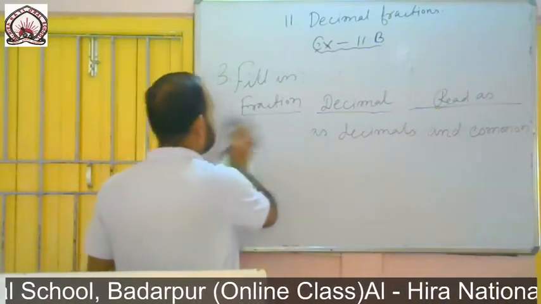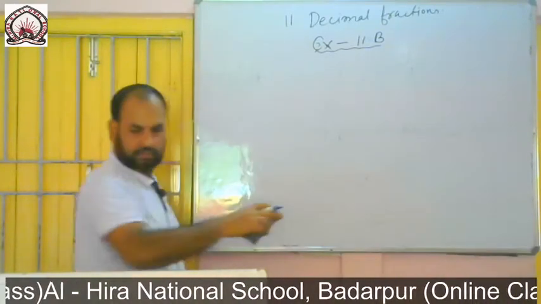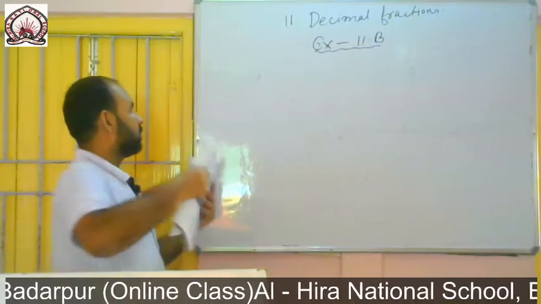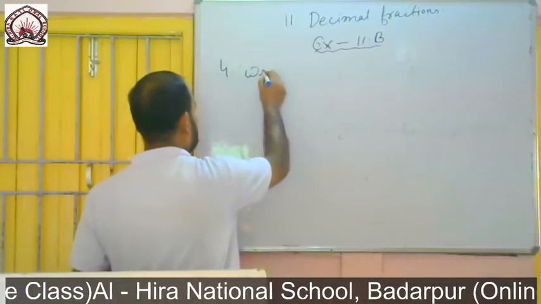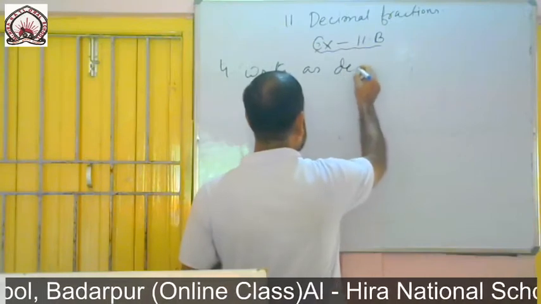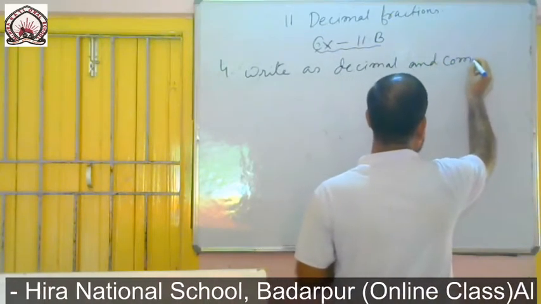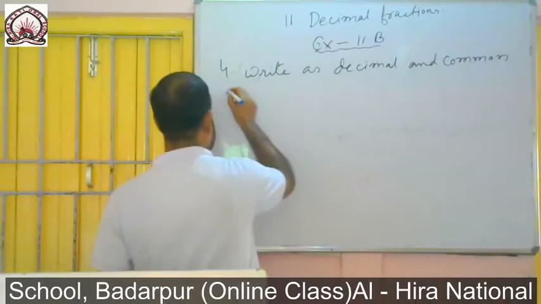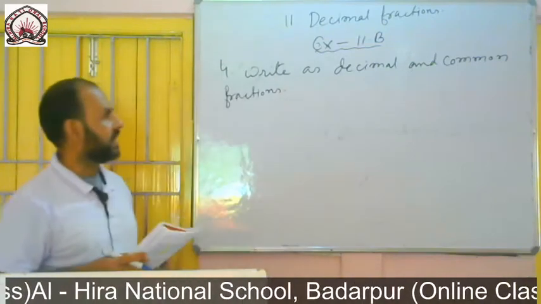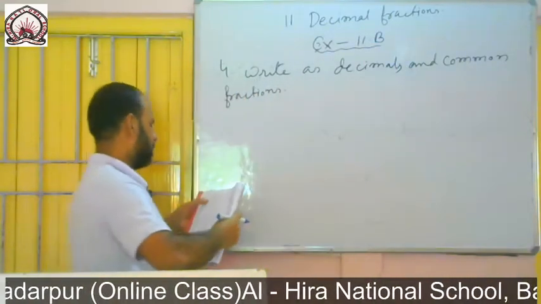Sorry, we erase these things all. Write as, question number 4: write as decimals and common fractions. First question number A, 1.05.